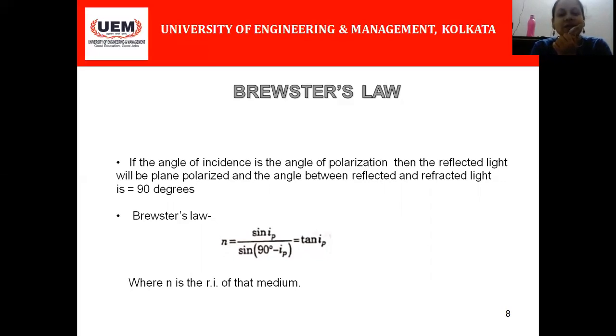So ultimately we get the relation that the refractive index of the medium through which refraction is happening is equal to tan of the angle of polarization, n = tan IP. So given the angle of polarization, you can find the refractive index of the medium. Given the refractive index of the medium, you can predict the angle of polarization.